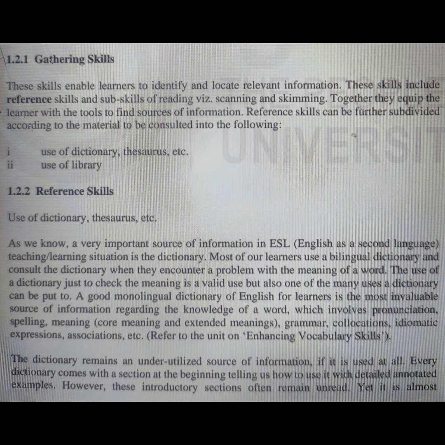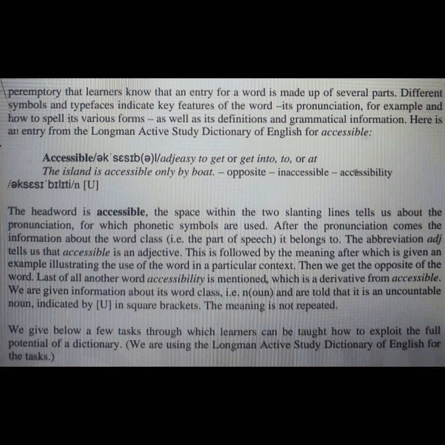Every dictionary comes with a section at the beginning telling us how to use it with detailed annotated examples. However, these introductory sections often remain unread. Yet it is almost peremptory that learners know that an entry for a word is made up of several parts. Different symbols and typefaces indicate key features of the word, its pronunciation, for example, and how to spell its various forms, as well as its definitions and grammatical information.